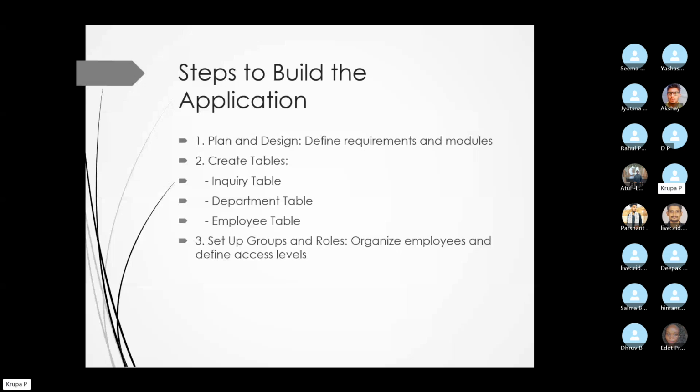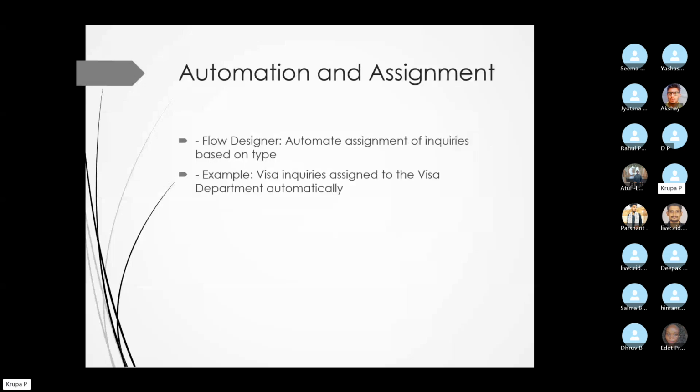And yes, I will generate the flow for the automated assignment to the particular department country-wise, and visa inquiries will be generated to the particular department automatically. It's a visa or immigration? Immigration is the service's name, but visa inquiries will be assigned to the particular department. It is particularly a consulting firm. For that I have thought of this application.